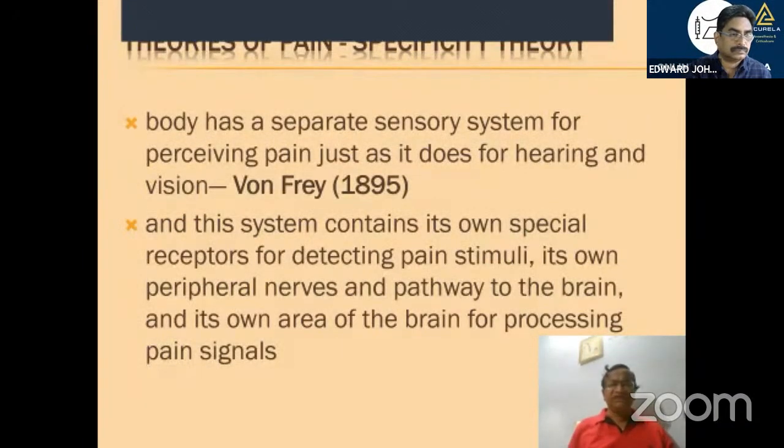So, the specificity theory. The body has a separate sensory system for perceiving pain, just as there is a sensory system for hearing and a sensory system for vision. Pain is a separate sensory system. This is the first thing we started with, that there is something separate for pain.